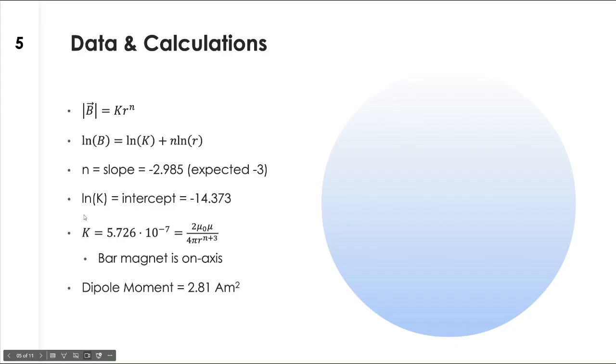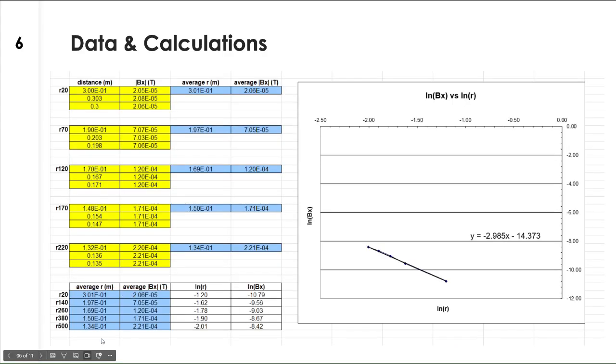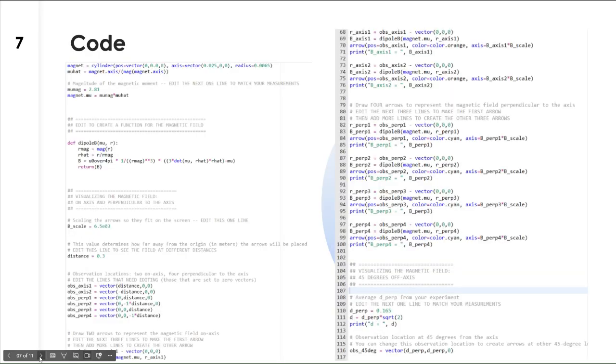So then taking e to the ln of k and basically saying that k r to the n equals our on-axis magnetic field of a dipole equation, because our bar magnet was on the same axis as our phone and oriented parallel, we can divide out r to the n and solve for the dipole moment mu, and we got 2.81. So this is our data and our calculations.